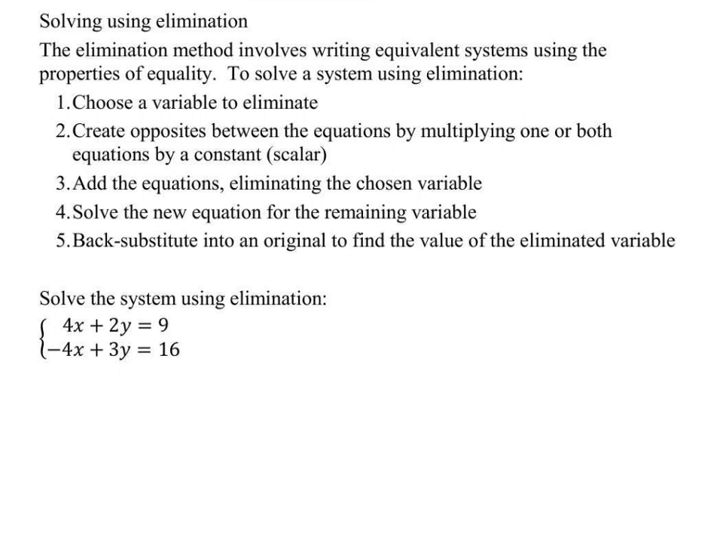So to do that, you want to choose a variable to eliminate. It makes no difference which one you pick. Usually you're going to want to pick the one that makes the most sense, so the easiest one to get rid of. But you can pick either, it doesn't matter. Create opposites between the equations by multiplying one or both equations by a constant. A constant is just a number that you're multiplying in. If you have a number that you're multiplying in, then that is called a scalar.